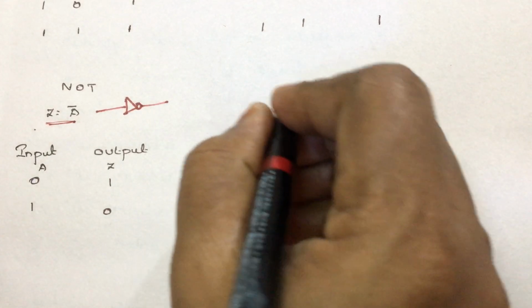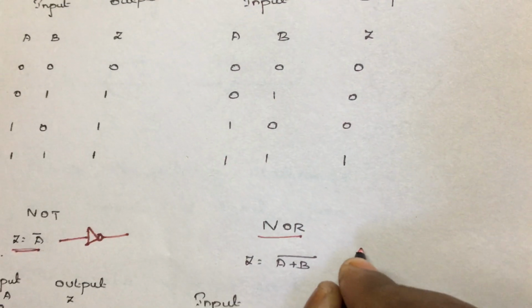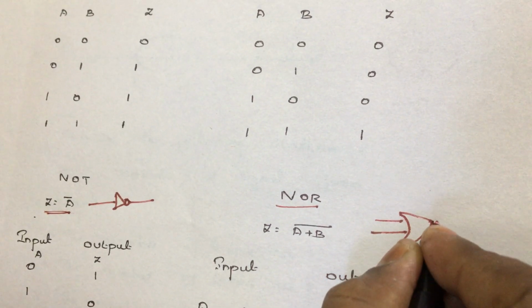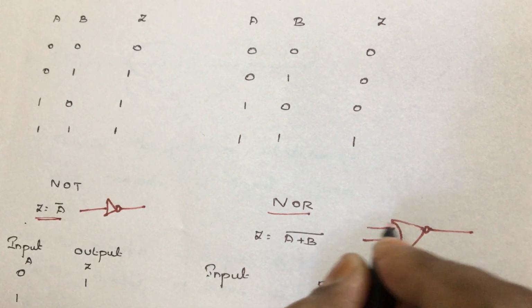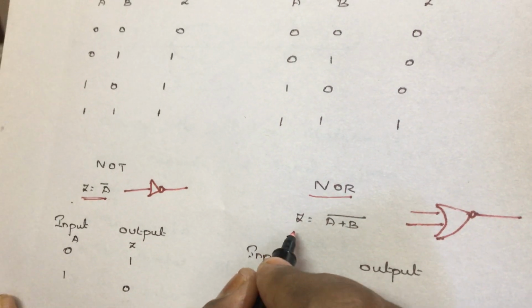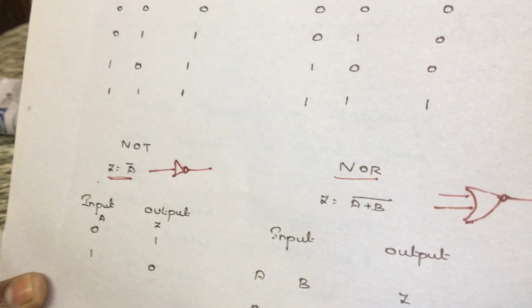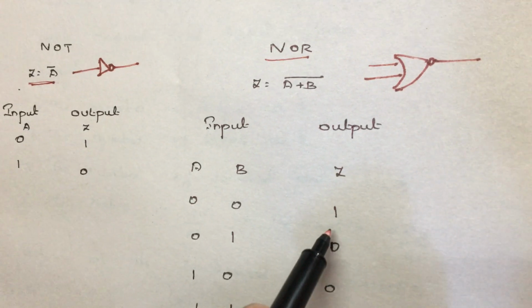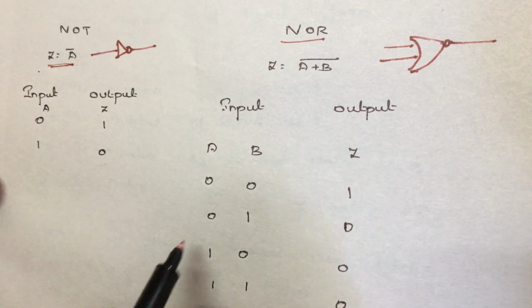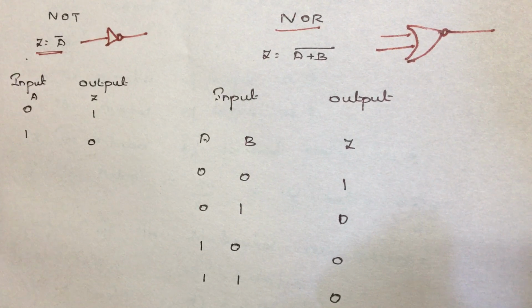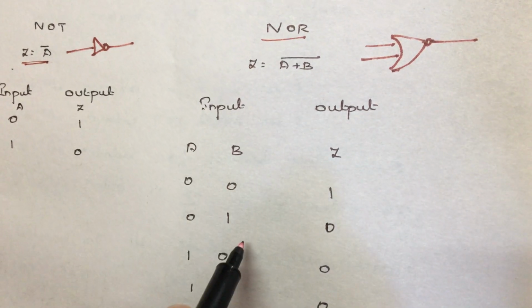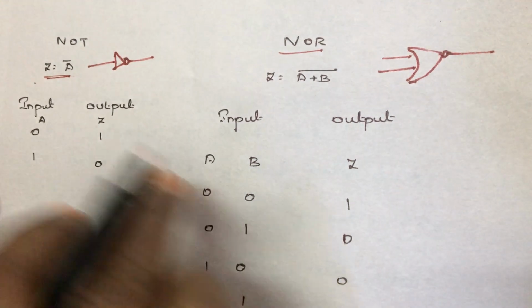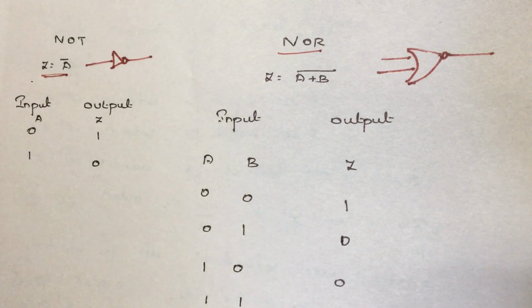And next gate is the NOR gate. NOR gate is nothing but similar to the OR gate, and it has the bubble at the output. So we have the output function as Z is equal to (A plus B) the whole bar. In the NOR gate, when the two inputs are low, we get the high output. And when both the inputs are high, we get the output low. And if one input is high and the other low, we get the output as low. This is just the reverse of the OR gate.